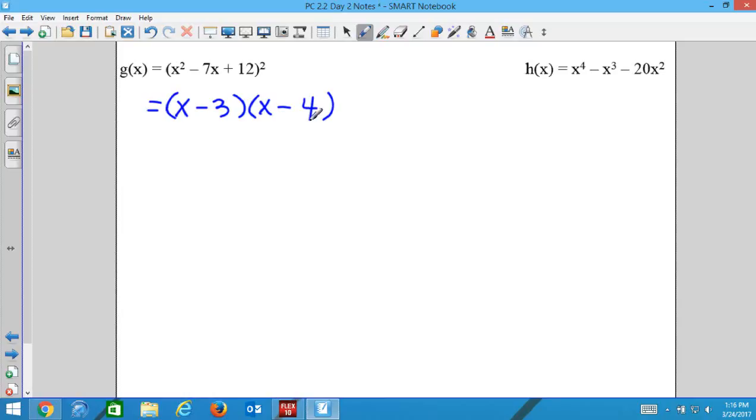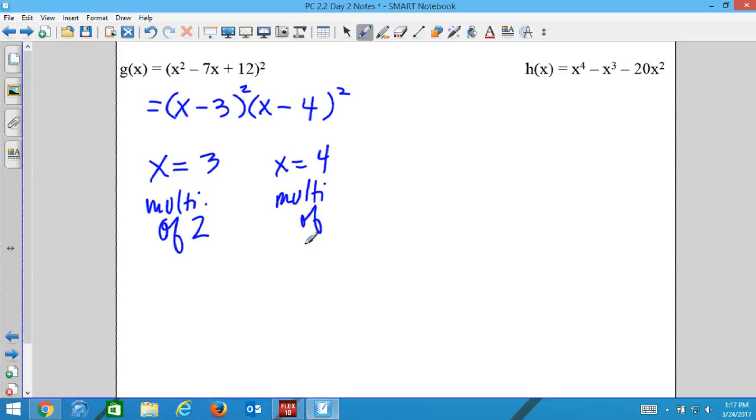If the whole thing's squared, then there's going to be 2 of these and 2 of those. And that's going to help me with my multiplicity a little bit. So we're going to write that x equals what number? 3 with a multiplicity of 2. And x equals 4 with a multiplicity of 2.